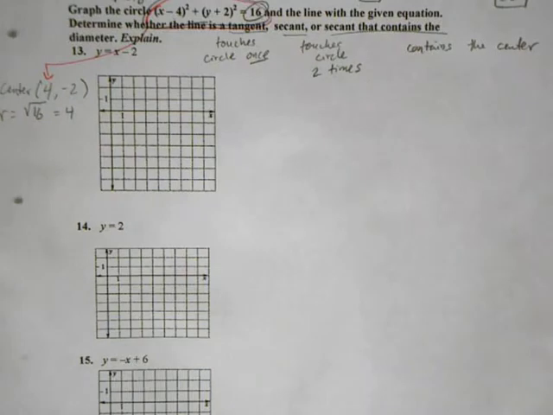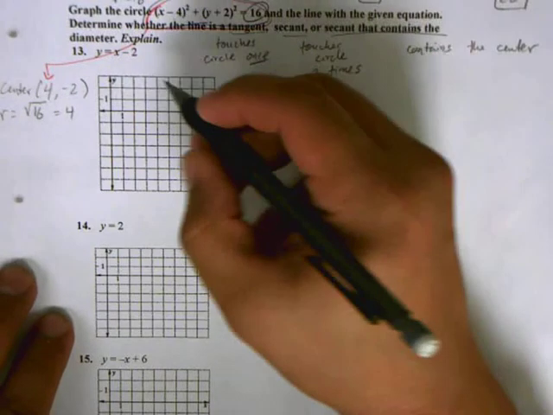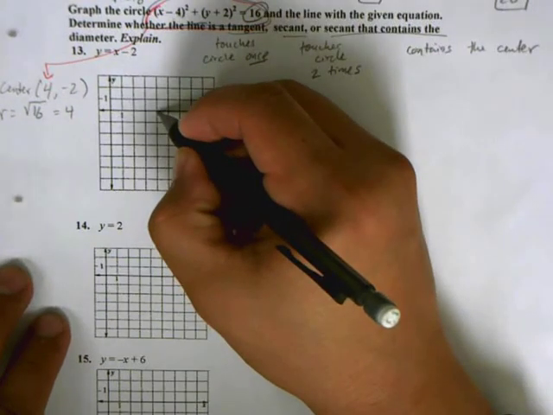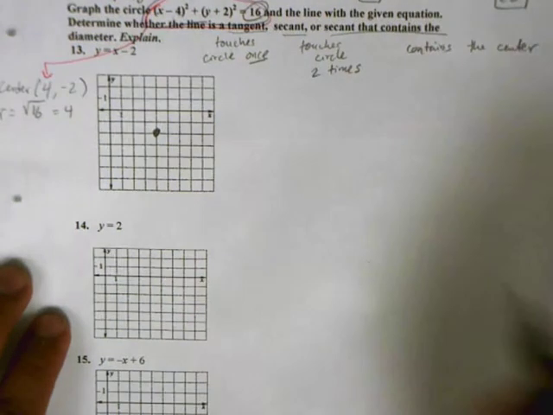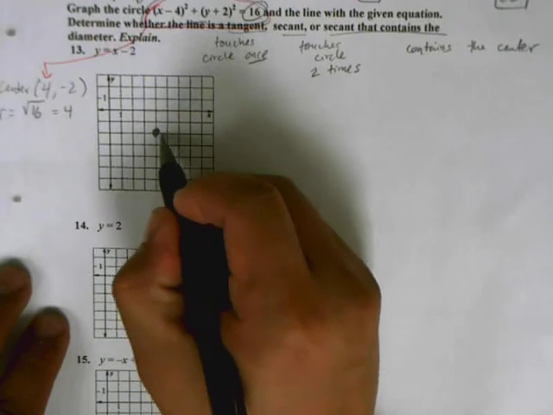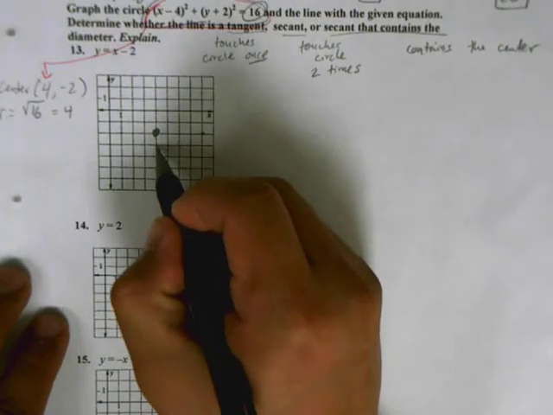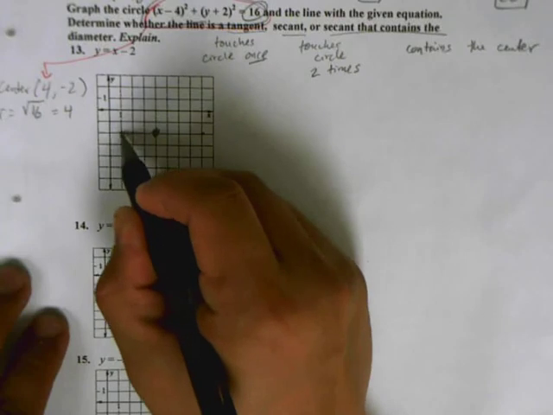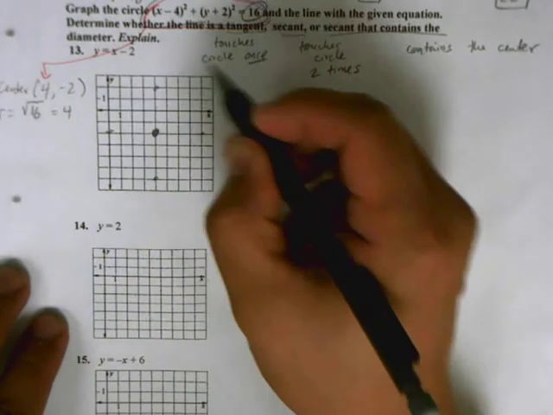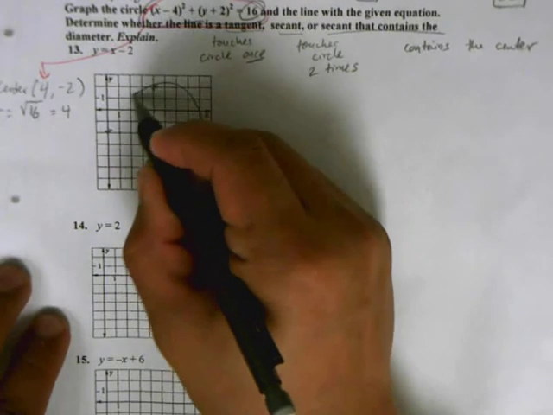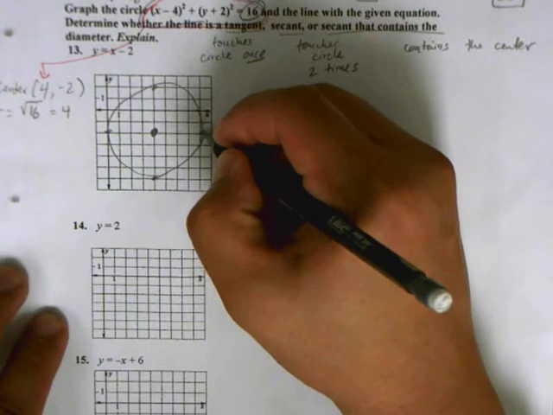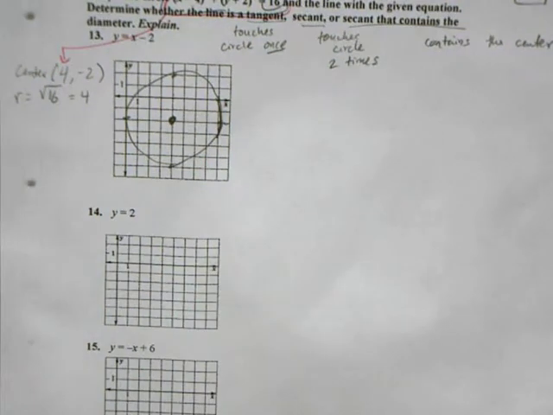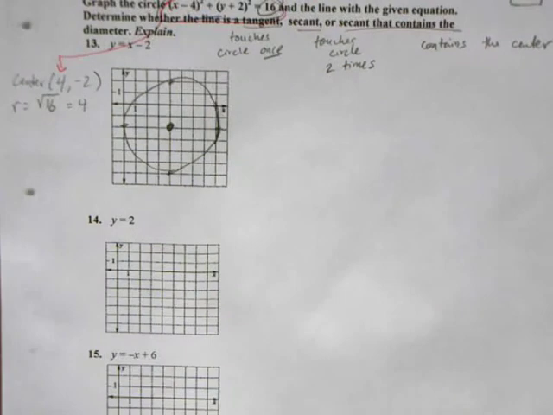With that in mind, I can draw my circle fairly well. The center is at 1, 2, 3, 4, and it's down 2. So that's the center, and it's got a radius of 4. To do that, I start from the center and go 4 over, 1, 2, 3, 4, 4 down, 1, 2, 3, 4, 4 left, and 4 up, 1, 2, 3, 4. And so this is my circle.